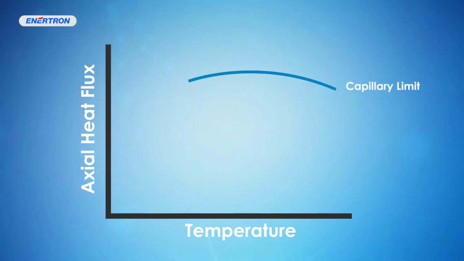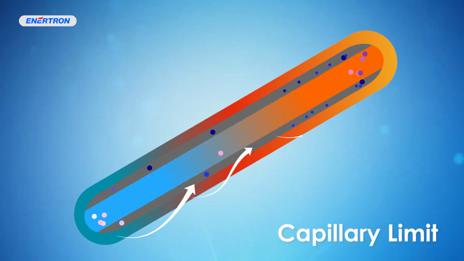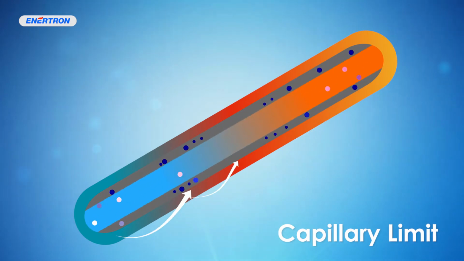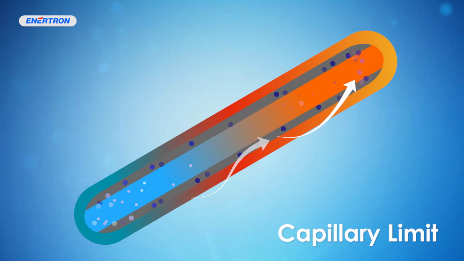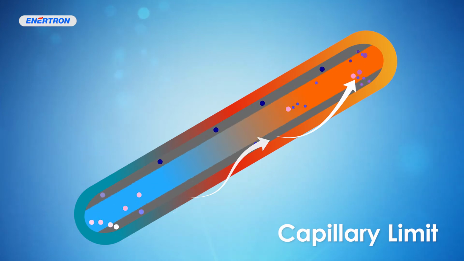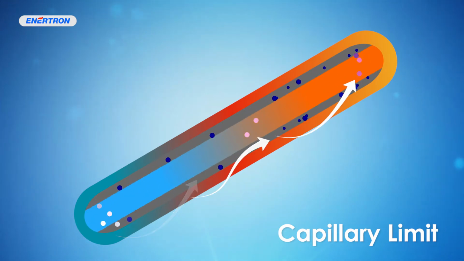What is the capillary limit? Capillary action, otherwise known as capillarity, is a manifestation of the surface tension by which the portion of liquid surface coming in contact with a solid is elevated or depressed, and is dependent upon the adhesive or cohesive properties of the liquid. Capillary action enables the liquid within the wick to propagate in all orientations.